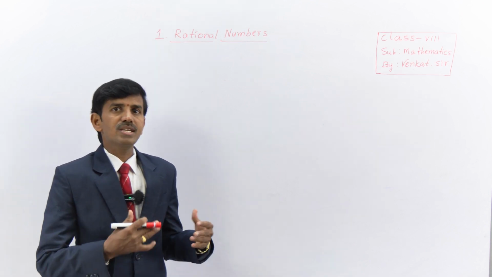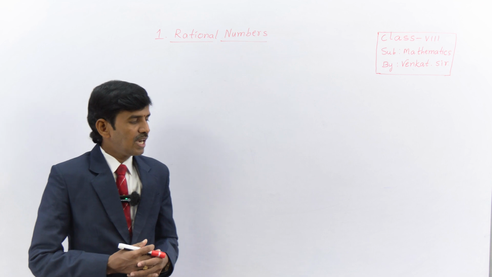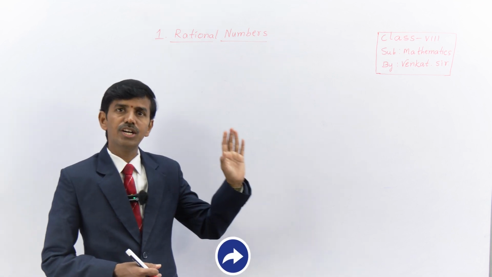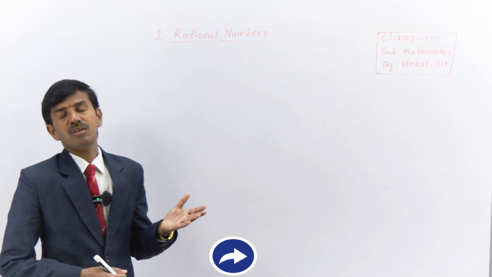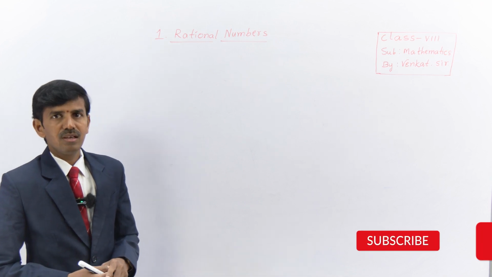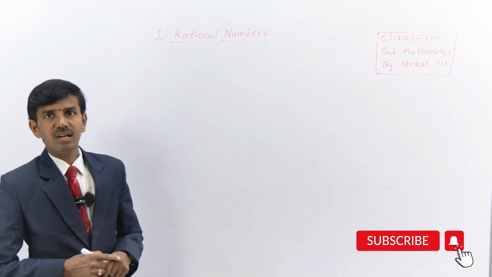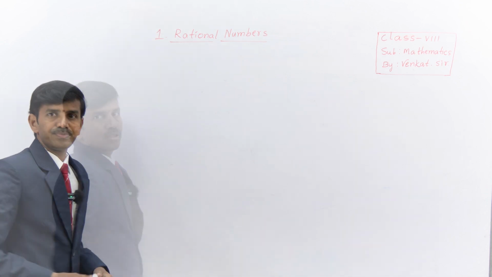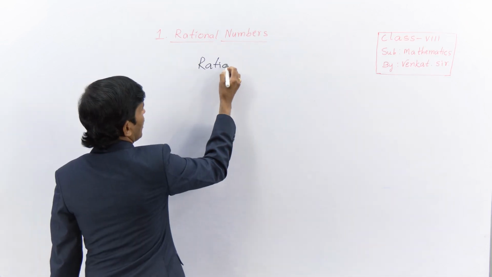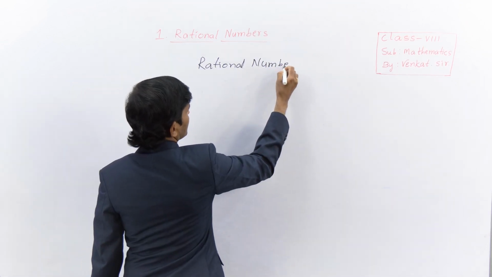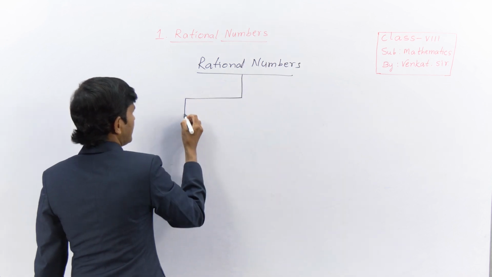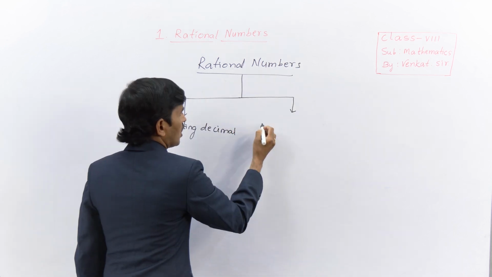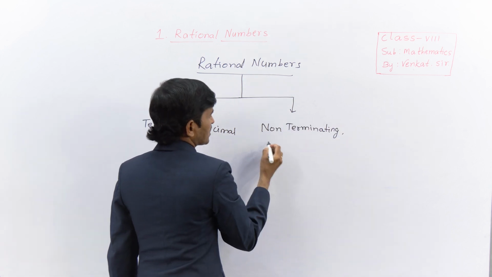Before going to discuss the problems from 1.3, let us discuss how these rational numbers can be converted into terminating and non-terminating decimals. So how many types of decimals are there? Let us write. If you consider the set of rationals, it can be converted into two types of decimals. One is terminating decimals, the other one is non-terminating recurring decimals.